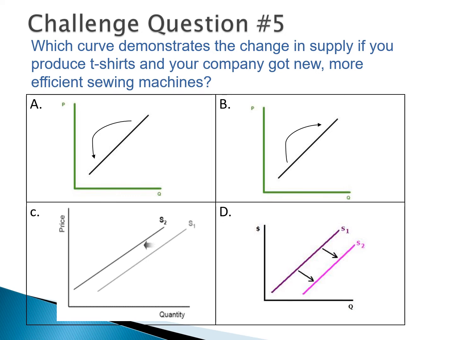So let's look at the question. Which curve demonstrates the change in supply if you produce t-shirts and your machine got new, more efficient sewing machines? Well, it doesn't mention price changing in there. So you know it can't be A or B. Those deal with price changes, and price is not mentioned there. So it has to be C or D. Well, what's happening here? They got a better machine. Better machines produce more t-shirts, which means an increased supply. So left is less, right is more. Correct answer would be D.